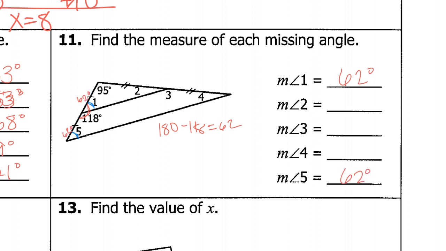And now I can find angle 2 because 62 plus 95, subtract that from 180, and you get the third angle for this smaller triangle. So we get 23 degrees for angle 2. That is the exact same as angle 4, so angle 4 is also 23 degrees. And angle 2 and 3 make a linear pair, so I know angle 2 is 23. If I do 180 minus 23, I get angle 3. And I get 157 degrees.